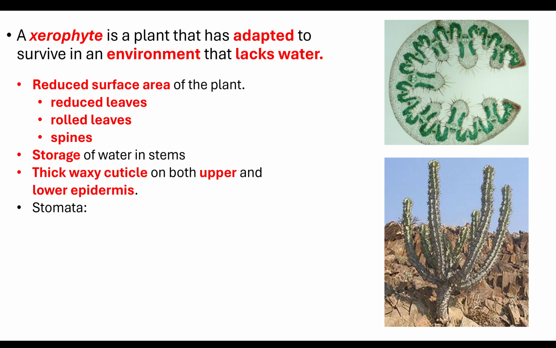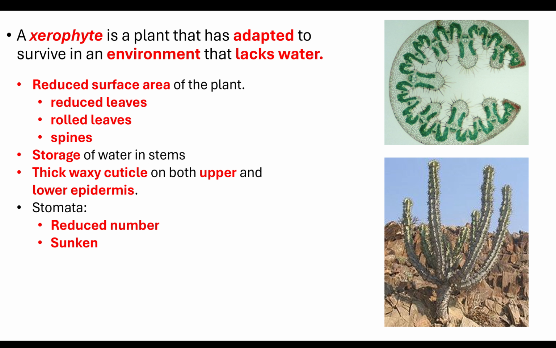So if we want to reduce that because the plant is living in an environment that lacks water, and we don't want to lose too much water, the plant can adapt by having a reduced number of stomata on the underside of the leaf. It can also have the stomata sunken down. If the stomata are sunken down, that creates an environment close to the stomata which will be quite humid. So that's affecting the concentration gradient. If there is a higher concentration outside the stomata, less water will be lost.